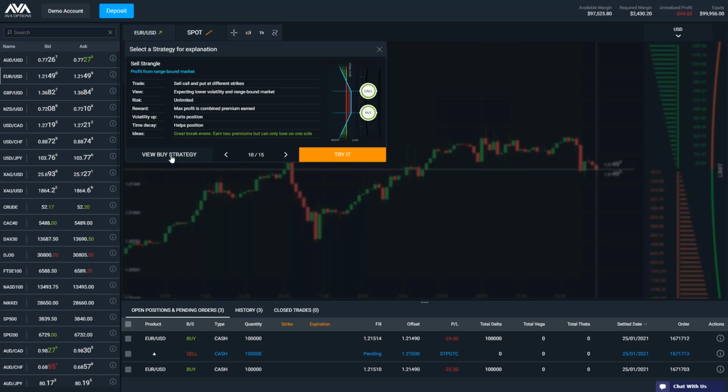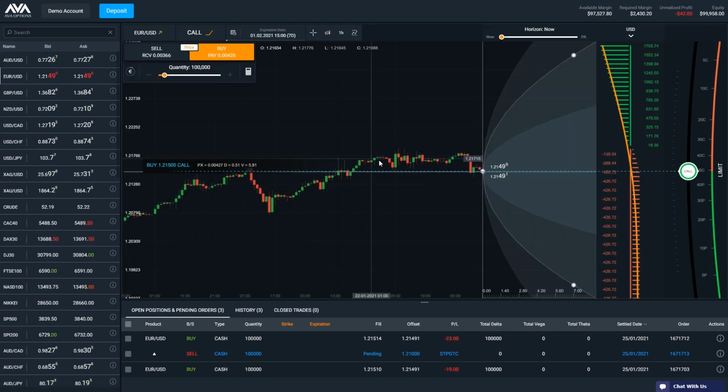If you want to see what it looks like to sell, there's a selling strategy. Let's just go back to a call. We can also toggle through everything. Let's look at the buy strategies. Got all the different strategies. And this is buying a call option. Let's click try it. This is what a call looks like.